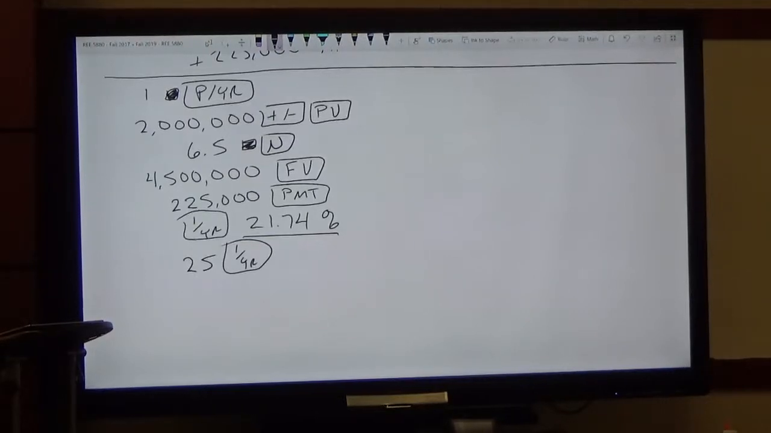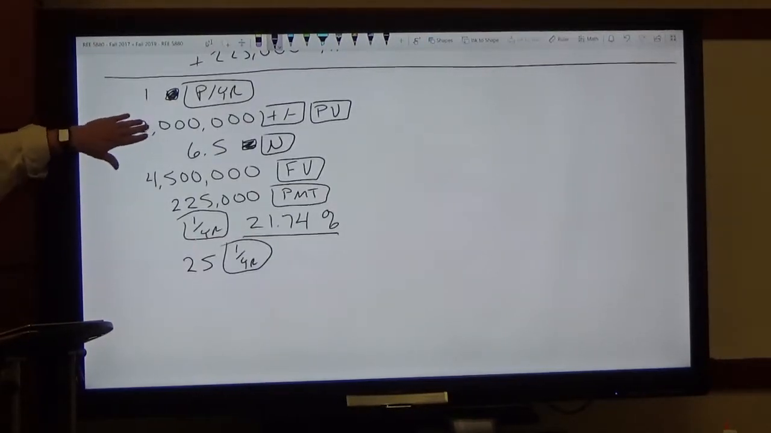Now, before you do anything, let's just walk through this. If we were to solve for the present value, what that would tell us is we're going to have to pay less for this investment up front in order to achieve that 25% rate of return. Does that make sense conceptually? Yes or no? Yes. Okay.